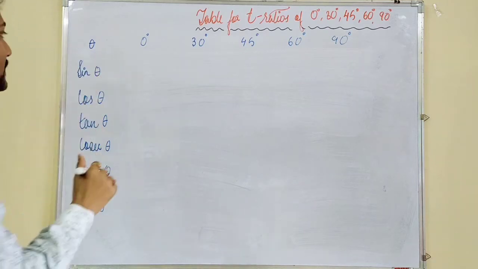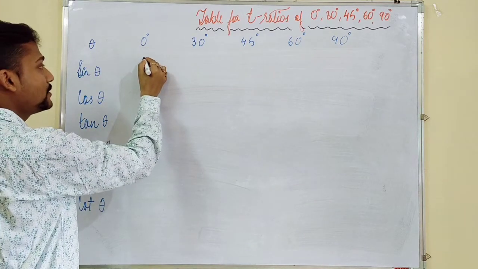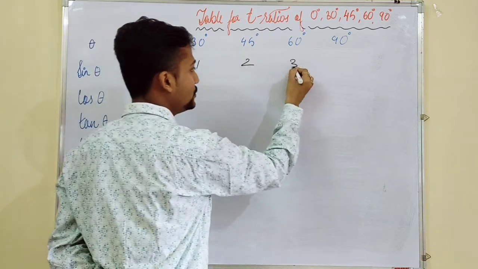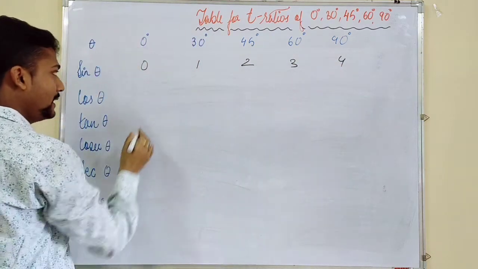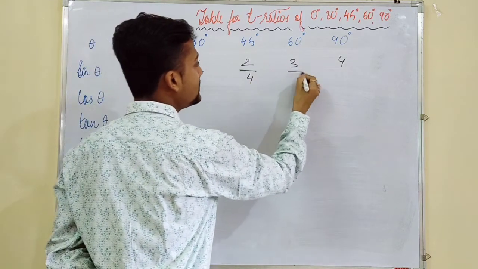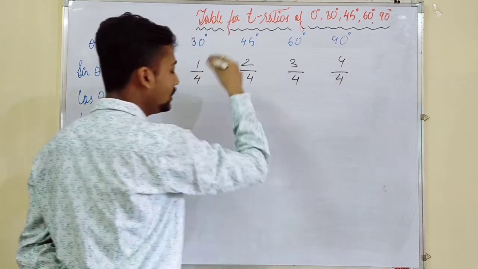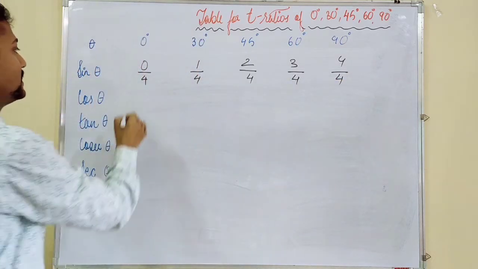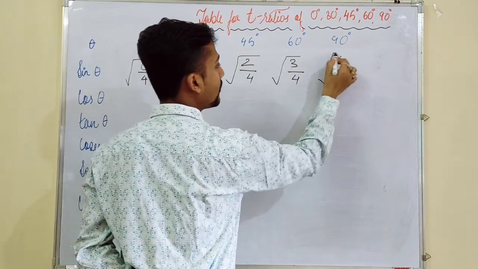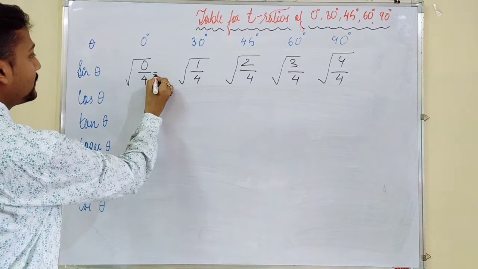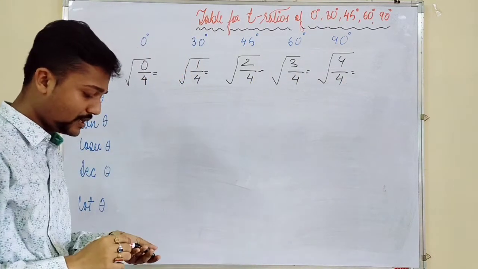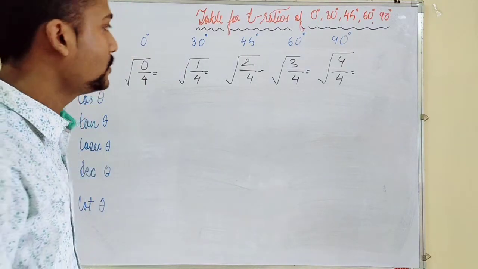What is the first thing that we will take? I will start writing 0. In place of sin, I am writing 0, 1, 2, 3, 4. Then we will divide all by 4. This is just a simple trick to remember the whole lot of values in a tabular form. Then we will put a root over sin. Clear? And we will find out the value. This is actually a very simple trick.